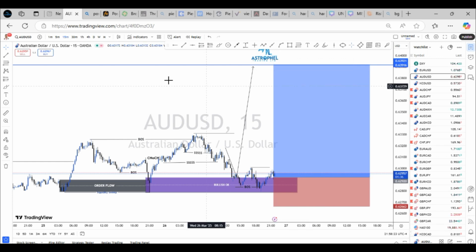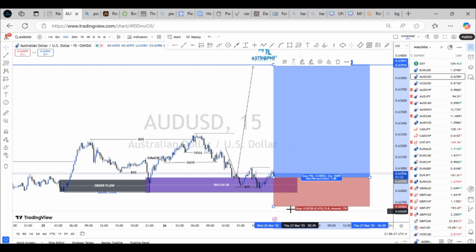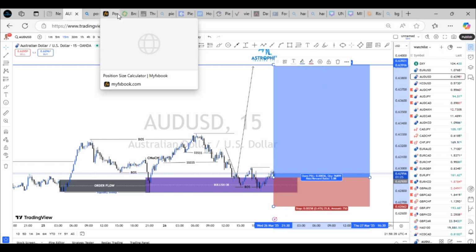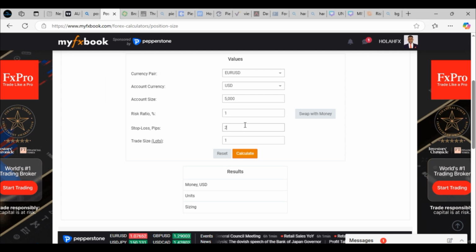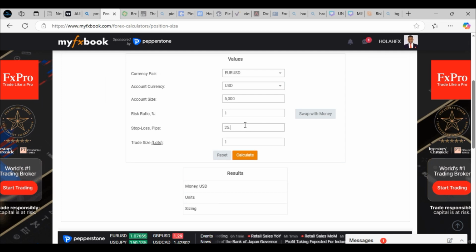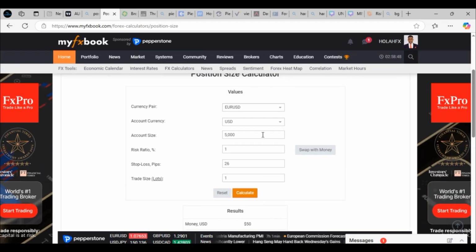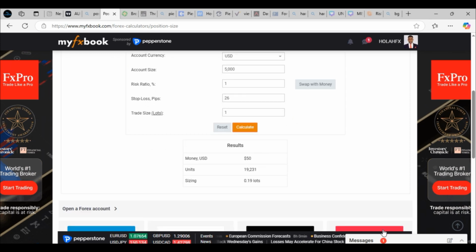So already I have predetermined what my stop loss is going to be, and it is measured in pips. That's 25.8 pips. So I will head on to the position size calculator and put 25.8 pips, or let's just say 26 pips because of spread and the rest. Now you can click calculate. If you click calculate, you see 1% of $5,000 is $50. So I am risking $50 here.